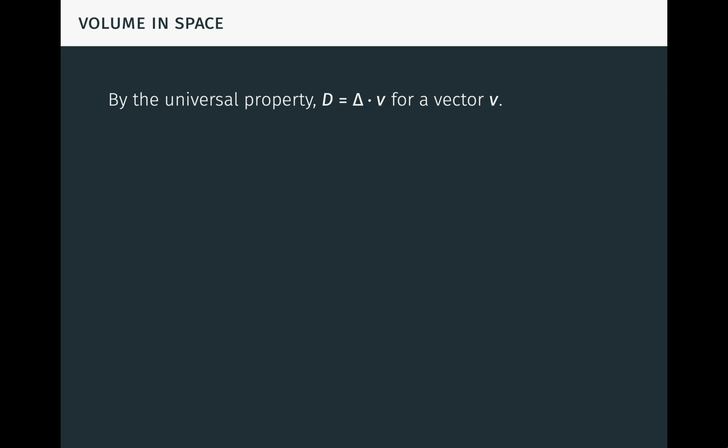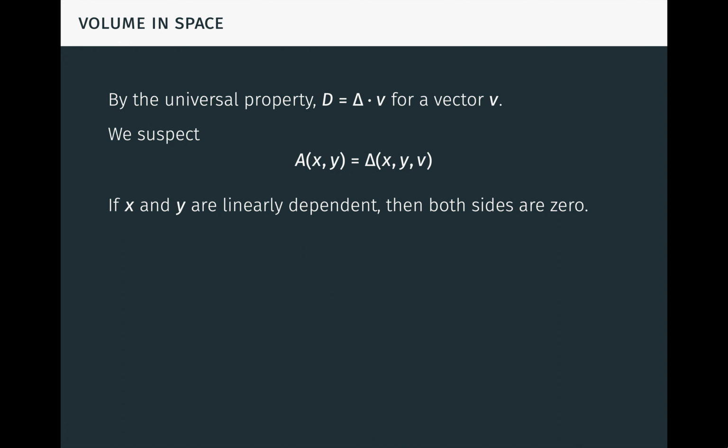By the universal property of delta, D is just delta times v for a vector v. We suspect that v is our magic vector, and that A(x,y) is just delta(x,y,v). Indeed, if x and y are linearly dependent, then both sides are 0. Otherwise, if x and y are linearly independent, then there is a vector z with delta(x,y,z) equal to 1, and we know from the universal property that v is just D(x,y,z).